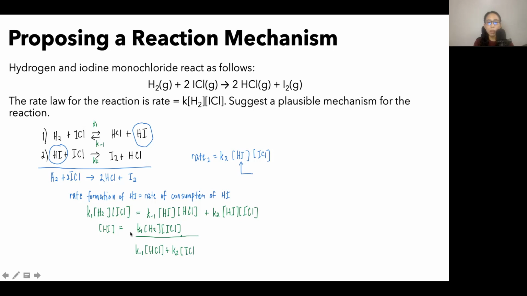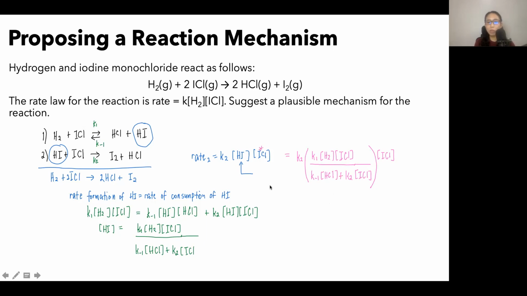Okay? So we substitute this for HI here. So we have k2 times this whole expression, k1 times H2 times ICl over k negative 1 times HCl plus k2 times ICl, times ICl. Where did that ICl come from? It's from here. Okay. So now we make the assumptions.